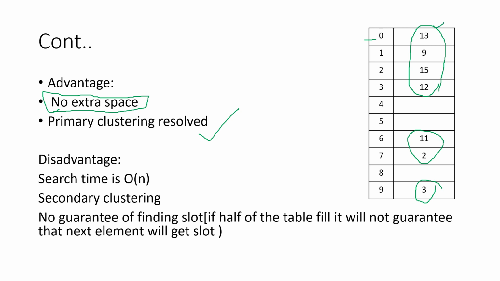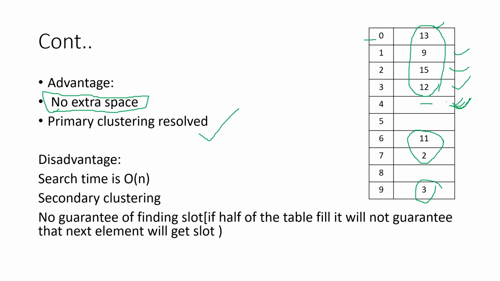Do remember, this is your cluster already, and now another element comes. Suppose some other element comes and the collision occurs at index 0. Then that element is also going to be stored here. If collision occurs at the 0th index, that element is also going to be stored at the fourth place. If collision occurs at index 1, that also is going to be stored at the 4th index. If collision occurs at 2, that's also going to be stored at the 4th index. And if collision occurs at 12, it is also going to be stored at the 4th index.